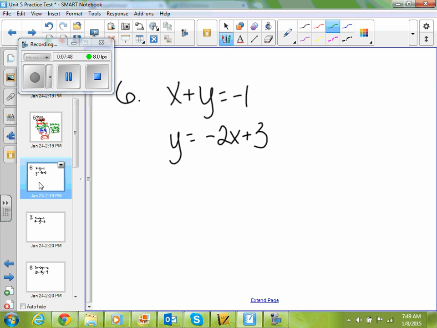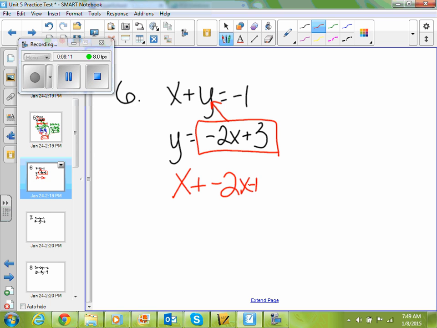If I look at number 6, I'm given the system x plus y equals -1, y equals -2x plus 3. We are solving this by substitution, which tells me I'm taking what y equals and then plugging it in for y in my first equation. If I do that, then I end up with x plus -2x plus 3 equals -1.